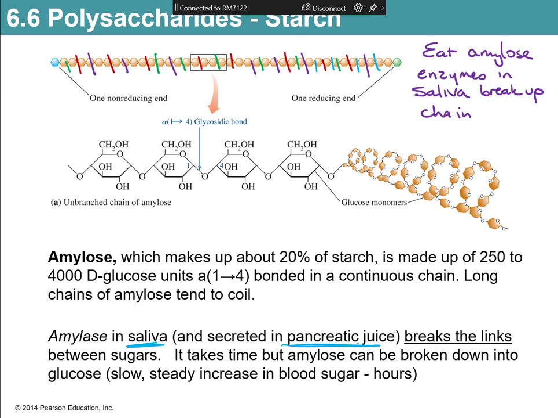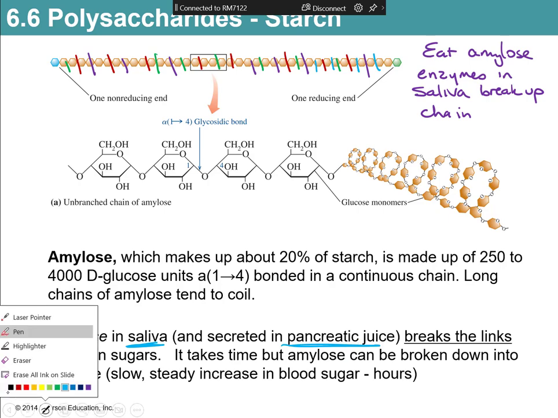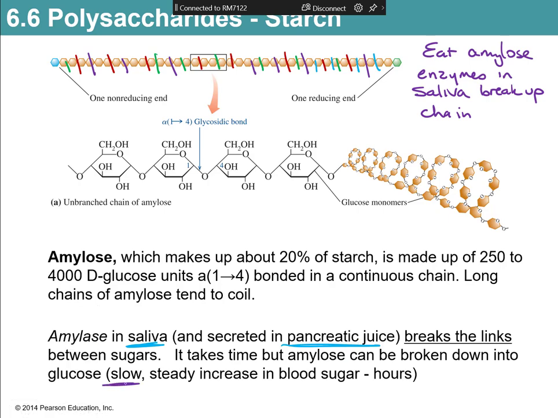Because remember, this is sugar. It's still glucose. So once you absorb it, it does affect your blood sugar, but it doesn't affect it quickly like the simple sugars. When you eat simple sugars, you can start to see a change in blood sugar in minutes. So here, it's a much slower, steady increase. If you were looking at blood sugar over time, it would increase.